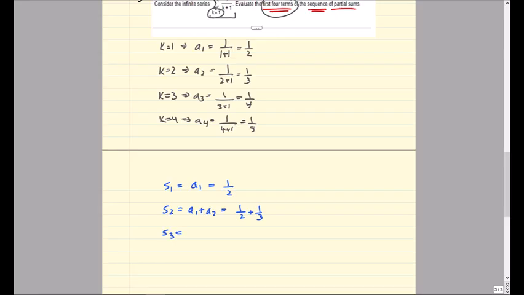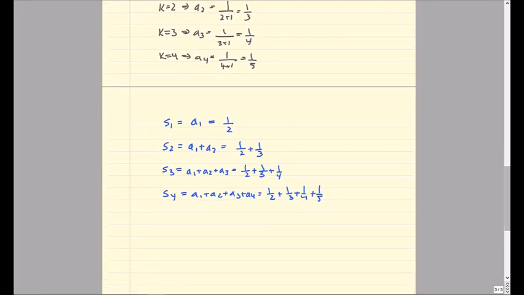The S partial sum, S stands for sum, is a sub 1 plus a sub 2 plus a sub 3. So that would be 1/2 plus 1/3 plus 1/4. S sub 4 is a sub 1 plus a sub 2 plus a sub 3 plus a sub 4. So again, 1/2 plus 1/3 plus 1/4 plus 1/5. Now, before we go and calculate these, I want you to notice something. We're not asked to find the 5th partial sum, but I want to show you what the pattern is here.